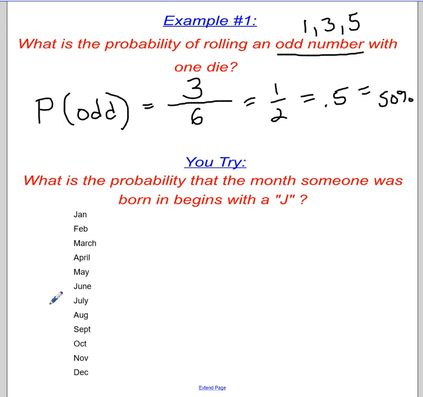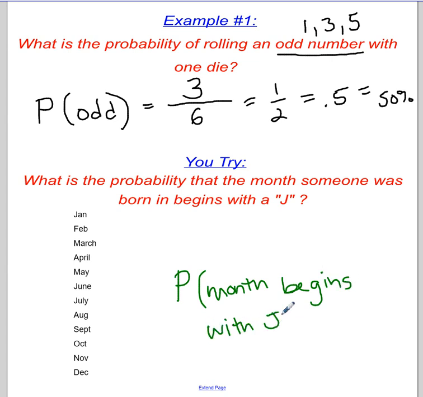All right, so you can see that I listed out all of these months, right? What's the probability that the month someone was born in begins with a J? So again, using our notation, capital P, and I want the probability that the month begins with a J, right? So I need the number of favorable outcomes over the number of total possible outcomes.